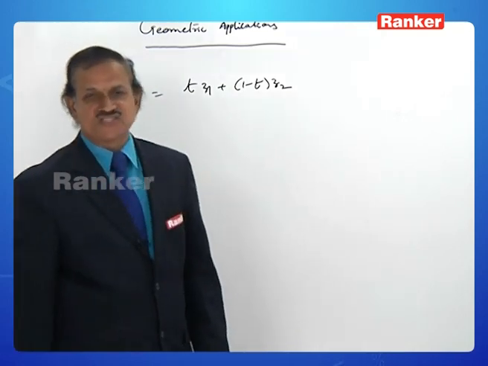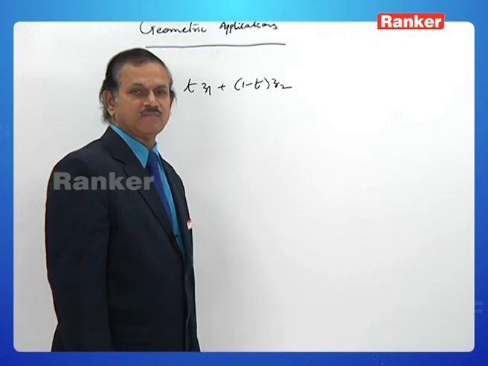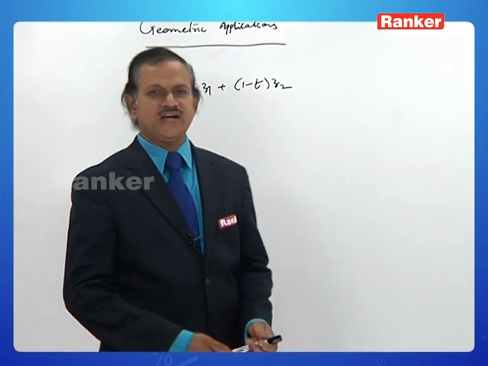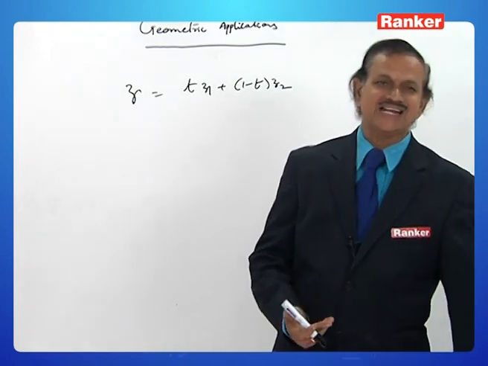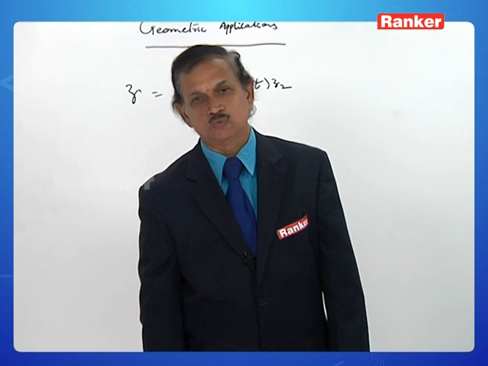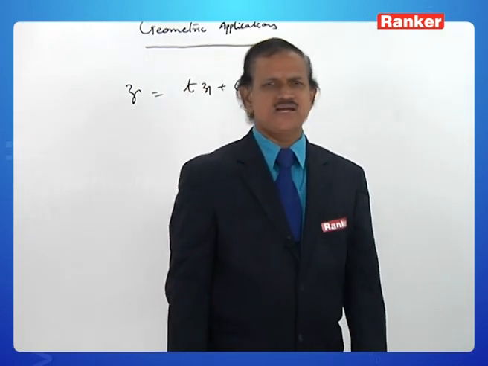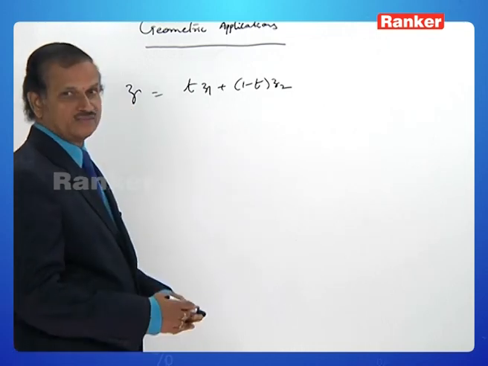A complex number z satisfies that z is equal to tz1 plus (1 minus t) z2, where z1 and z2 are two given complex numbers and t is a real scalar. What is the locus of z? It's very simple. z is equal to tz1 plus (1 minus t) z2.